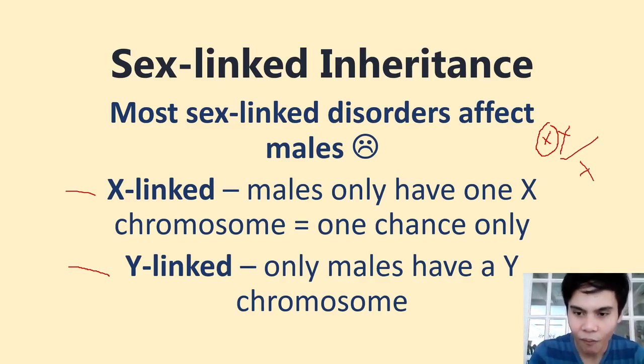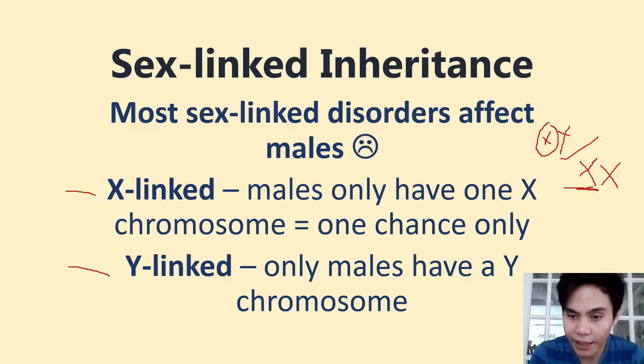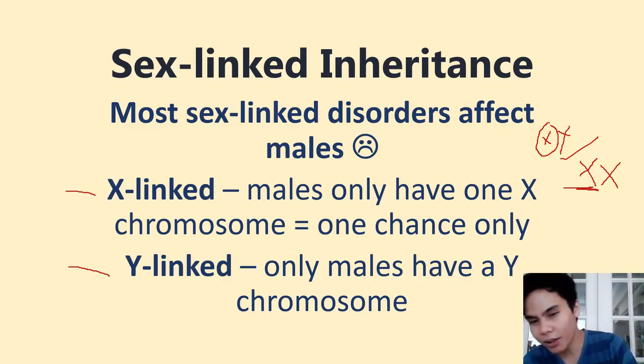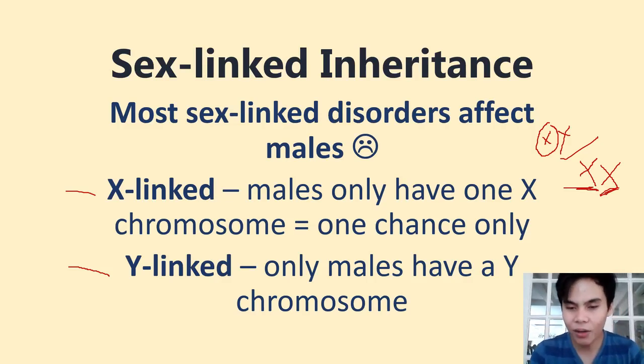On the other hand, for the ladies, since they're XX, they have two chances to get the normal gene. Again, the normal allele of the gene, I mean. So even if they get the gene that codes for the disorder, their other X chromosome might have a copy that is normal. That is usually a dominant allele. The normal allele is usually dominant, and it will mask the effects of the disorder allele.